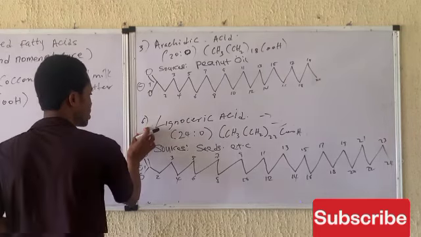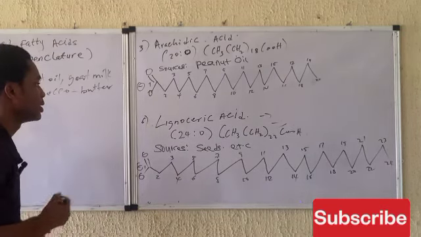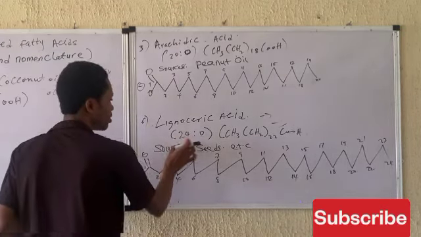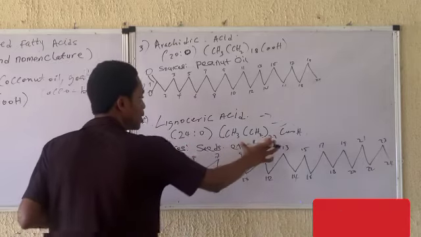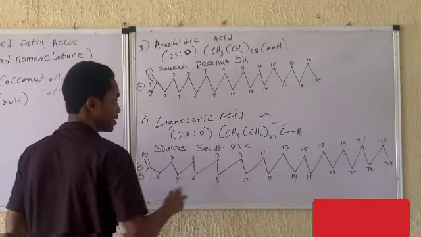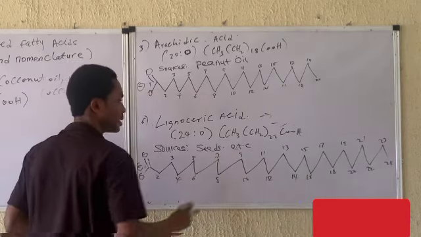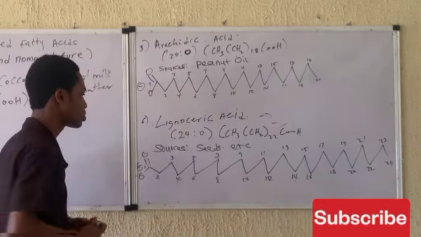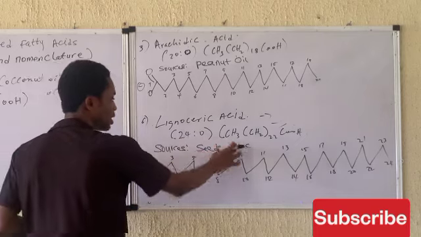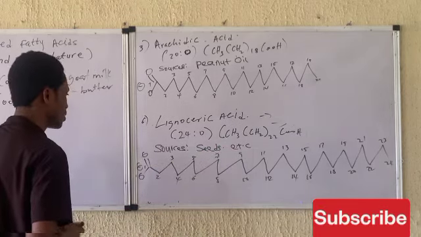Now number 6 is lignoceric acid. Lignoceric acid contains 24 carbon atoms with no double bond. The condensed form of lignoceric acid is displayed here: CH3, CH2 with 22 as the subscript, and COOH as the functional group. The source is from seeds of plants and plant derivatives.